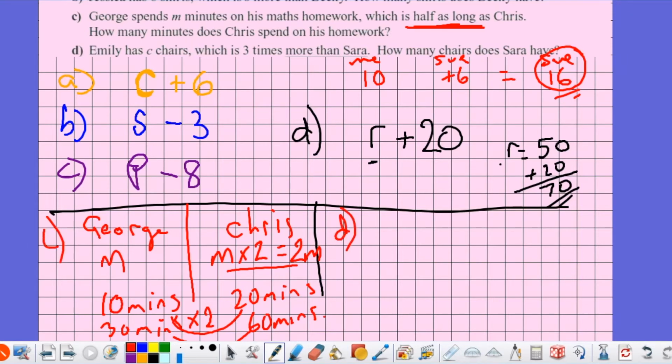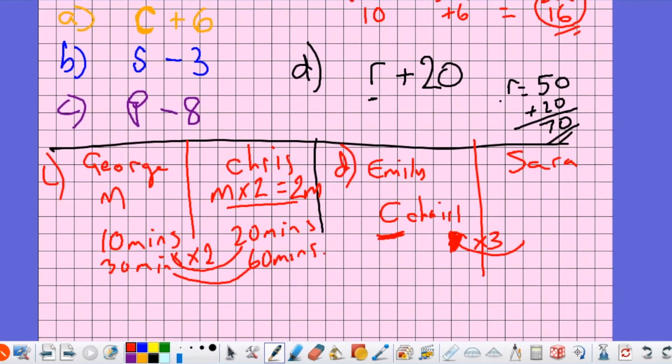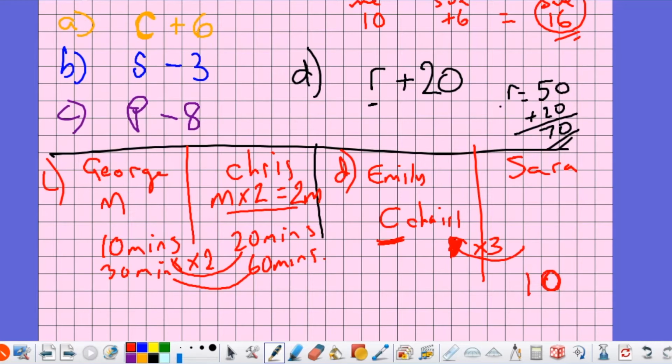And D. Emily has C chairs. So here is Emily, and she has C lots of chairs. That is 3 times more than what Sarah has. How many chairs does Sarah have? Now we're told that Emily has C lots of chairs, and it's 3 times more than what Sarah has. So let's put a number to this. Let's say Sarah has 30 chairs. If I times that by 3, Emily has 90 chairs.